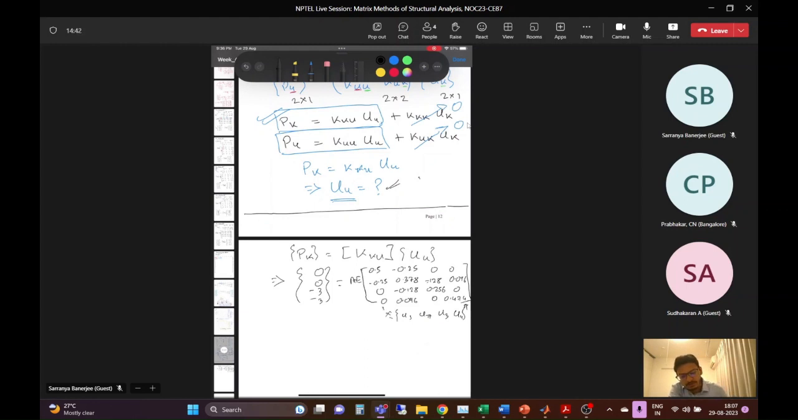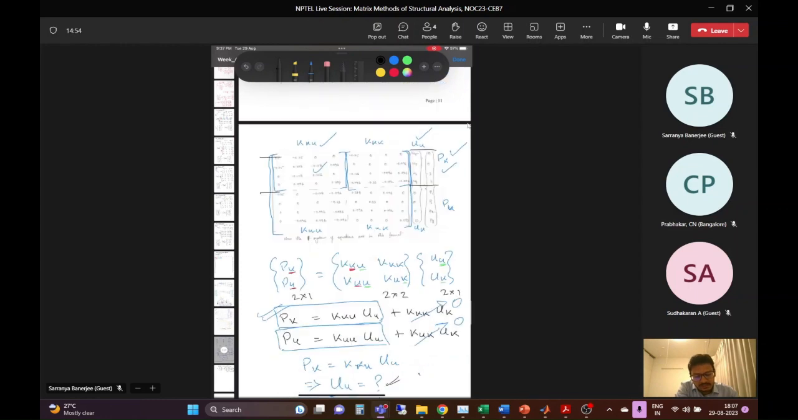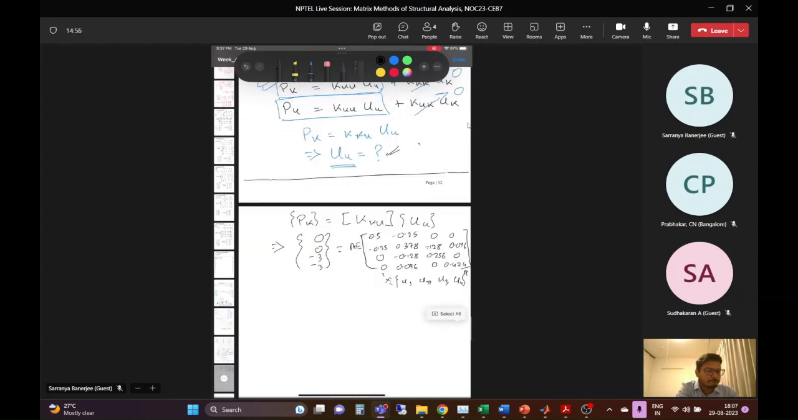So are we clear till this point? I guess we already got this point in the last class itself, right? So this equation is okay, right? Any confusion with this equation? No, it's fine. Okay. So now we have four equations, four unknowns.